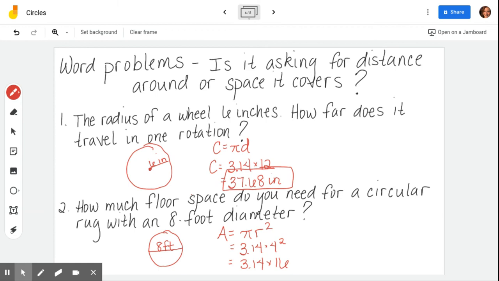3.14 times 16 is 50.24. And those are in feet. So area would be feet squared.